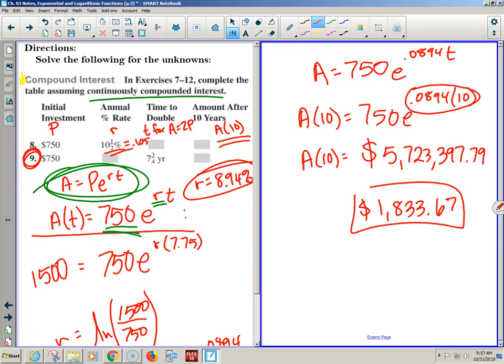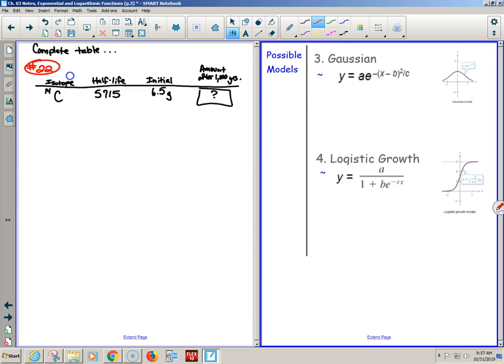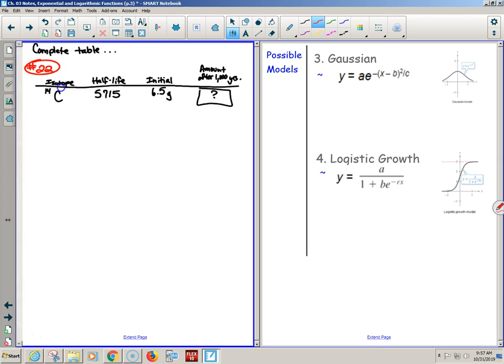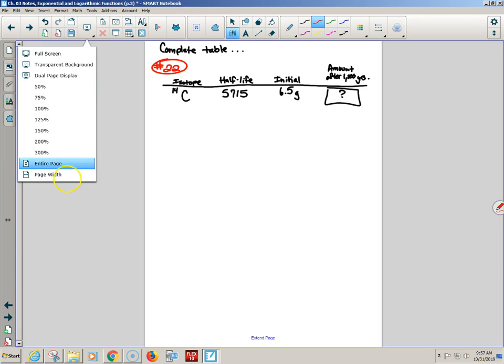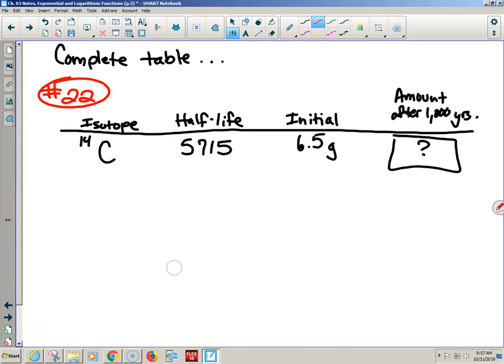Anyway, can we go talk about half-lives and isotopes? I don't think you guys had 22. I think you had like 24 or something. Does anybody have the number? 21, 24. And then it goes to a different type of problem, I think.